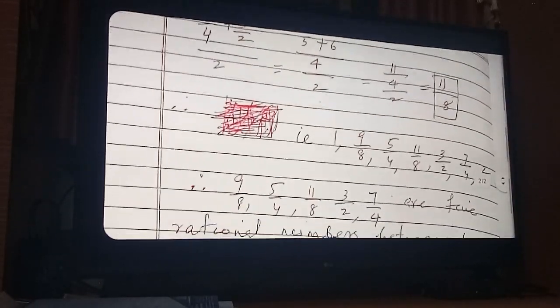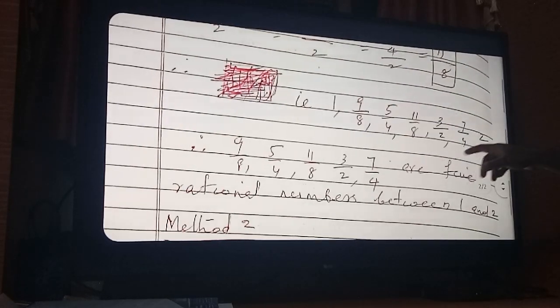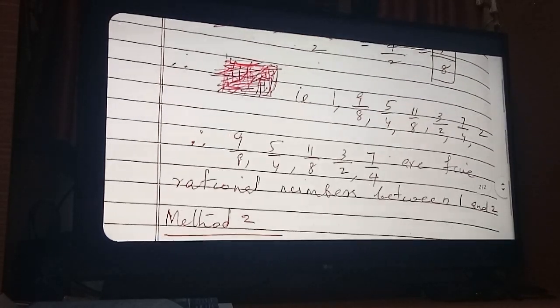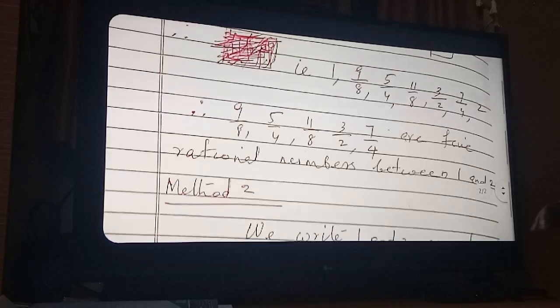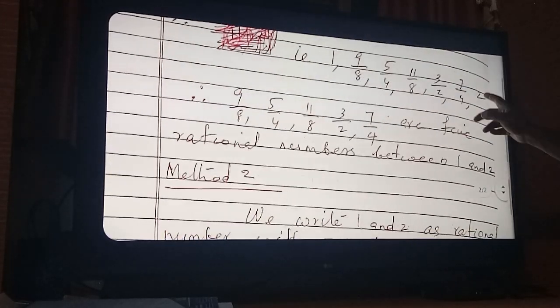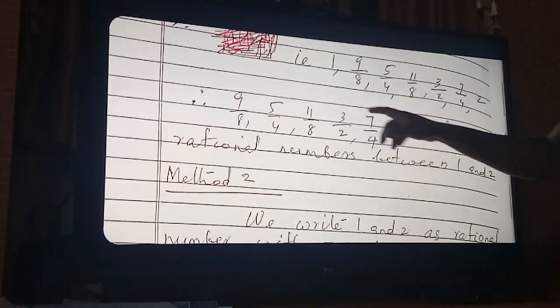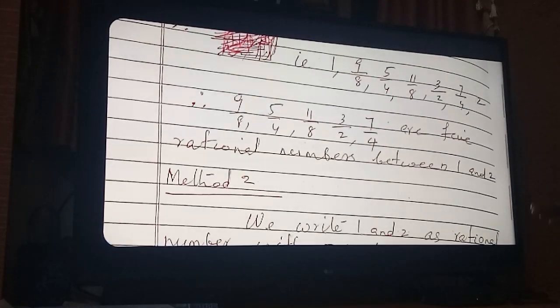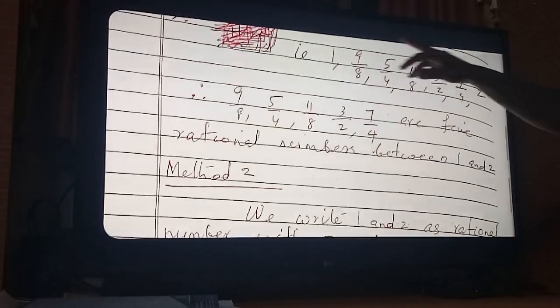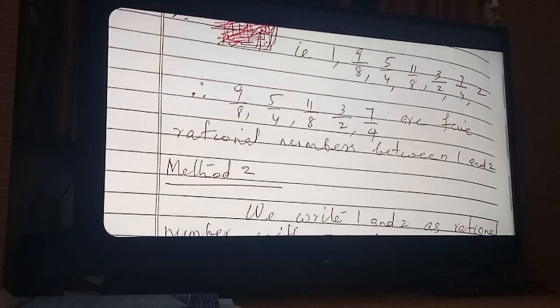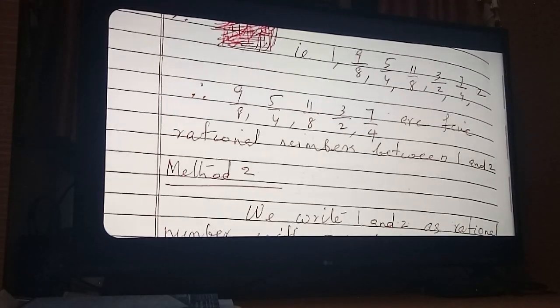So I will explain the second method also. Find out the decimal form of these numbers and see, then you can make it clear. These numbers lie between 1 and 2. You yourself find out the decimal form of these numbers and verify whether these numbers lie between 1 and 2 or not. Okay. You also need some exercise during lockdown.